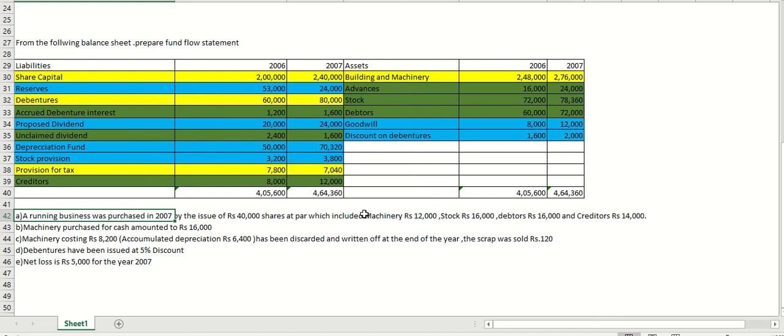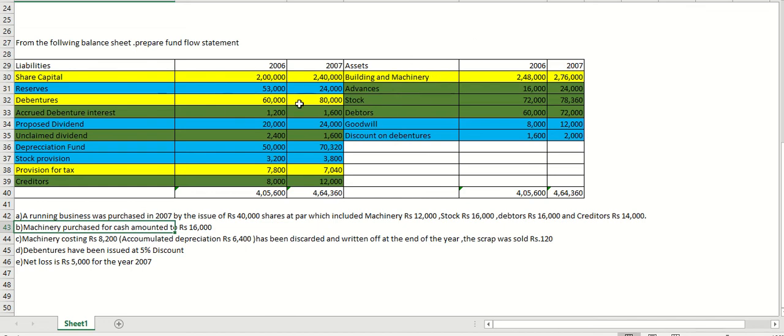This machinery, which was 12,000, will be accounted in your machinery account. The stock of rupees 16,000 will be shown in your fund flow statement. Debtors of rupees 16,000 will be shown in your fund flow statement. The creditors of 14,000 will be shown in your schedule of changes in working capital. Your second adjustment, machinery purchased for cash amounted to 16,000. So you have your machinery account and an adjustment regarding the machinery account. It is basically a long-term asset. You will prepare your ledger account and account it in your fund flow statement.